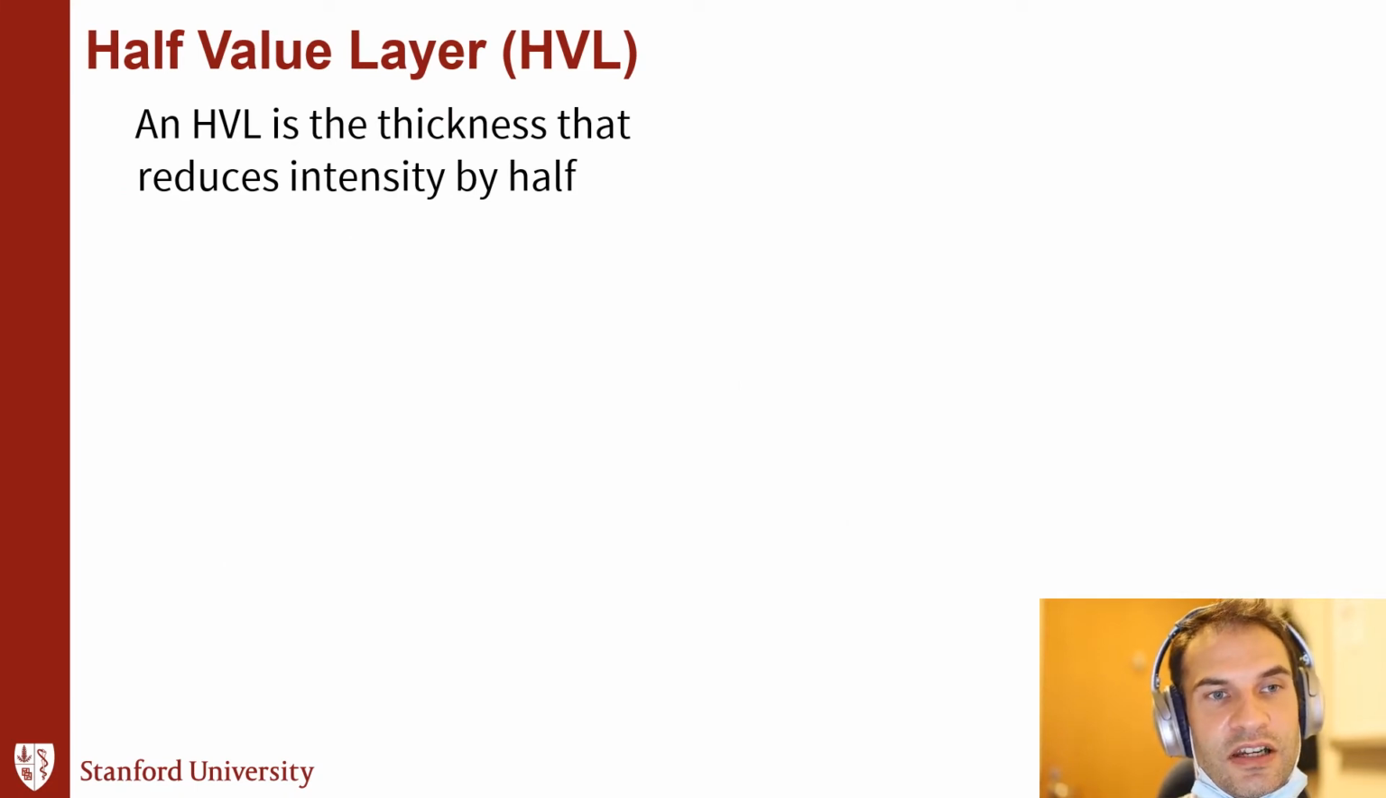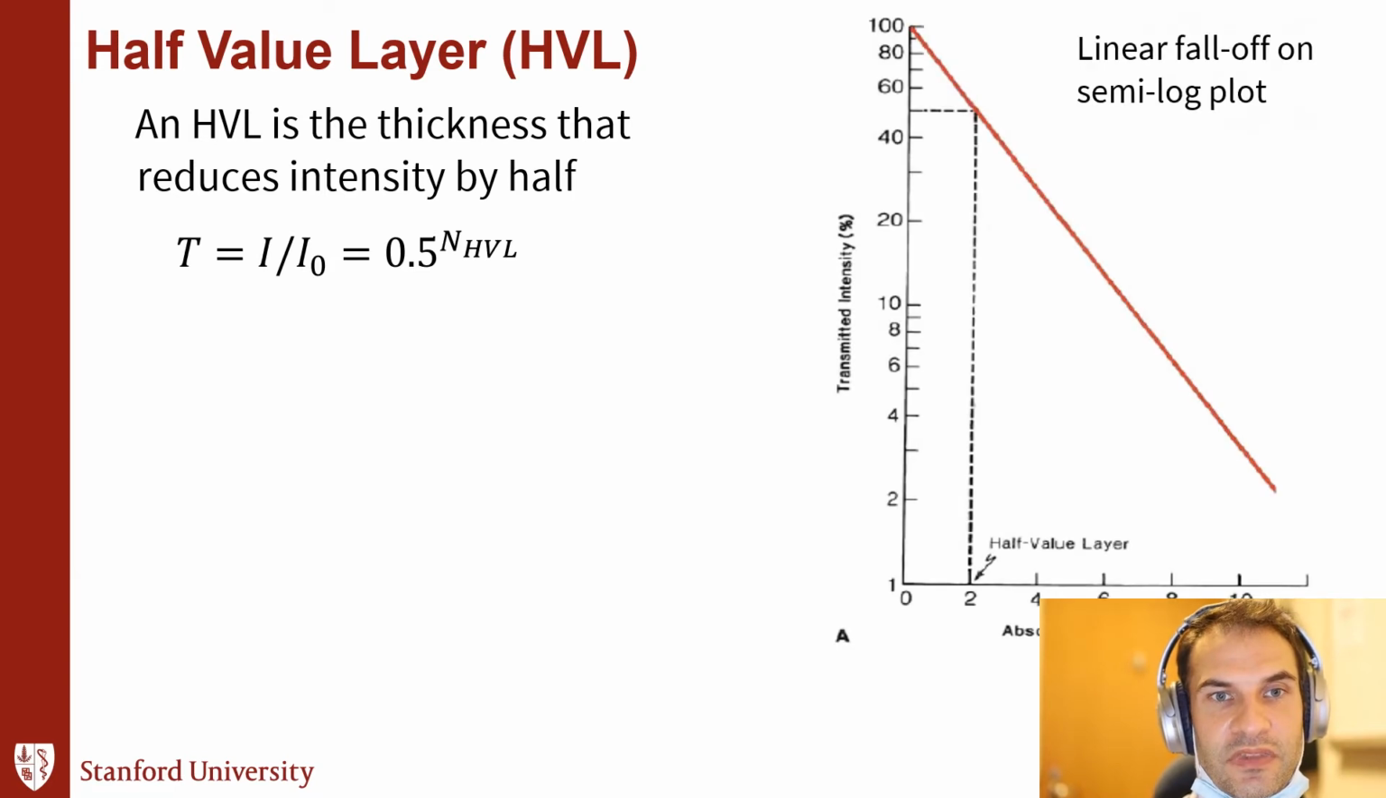Half-value layer, a very important concept. This is the thickness that reduces the intensity by half. Mathematically, I over I0 is 0.5 to the power n, where n is the number of half-value layers. It's linear in a semi-log plot. You can rearrange this, so the number of half-value layers is the natural log of the transmission divided by 0.693.